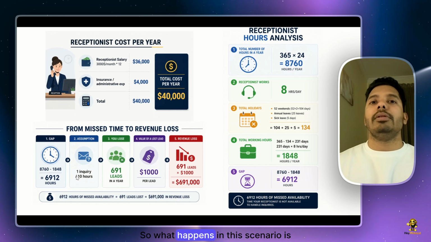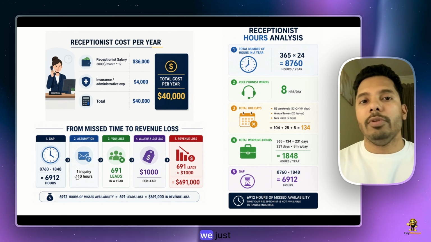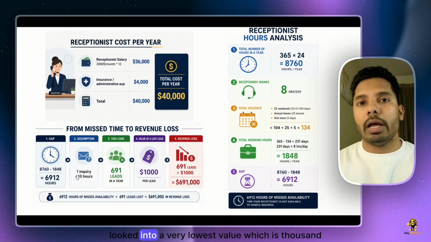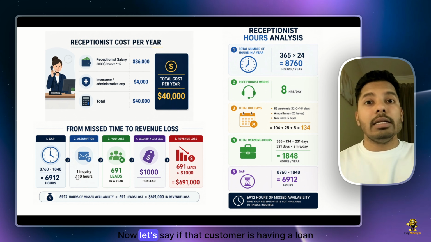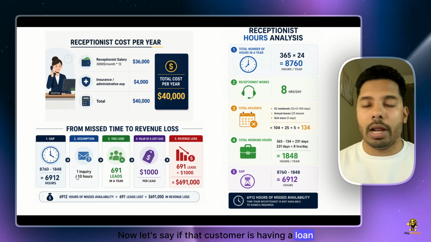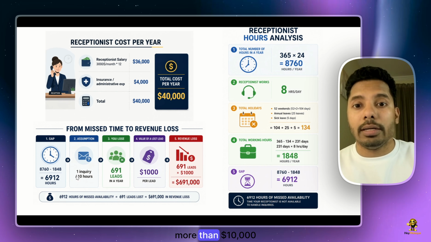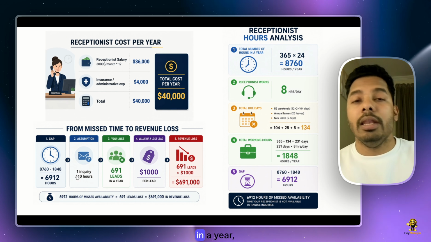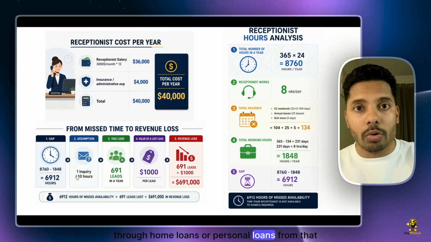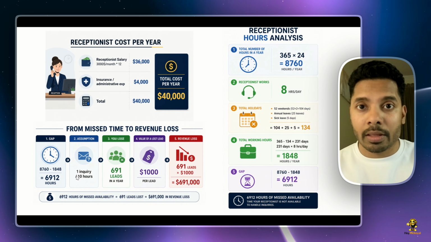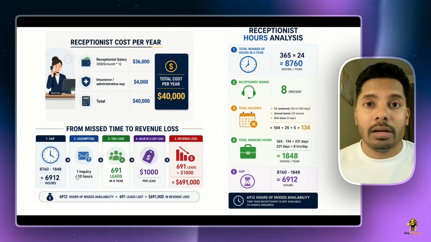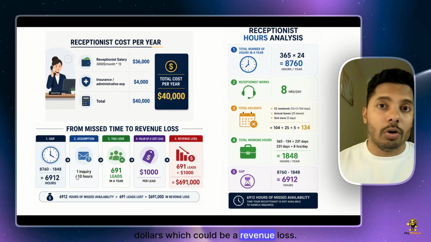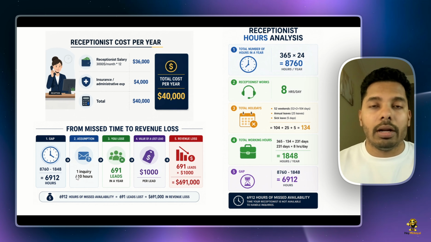So, what happens in this scenario is we just looked at a very low value, which is $1,000. Now, let's say that customer has a loan and you make more than $10,000 in a year through home loans or personal loans from that customer. You just need to add one zero. It could range to $6 million, which could be a straight revenue loss, right?